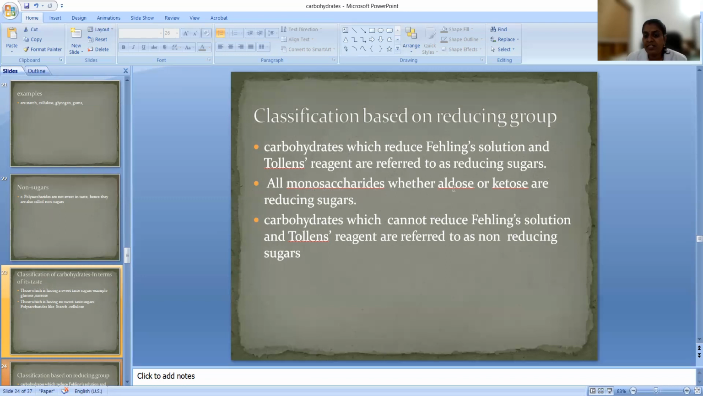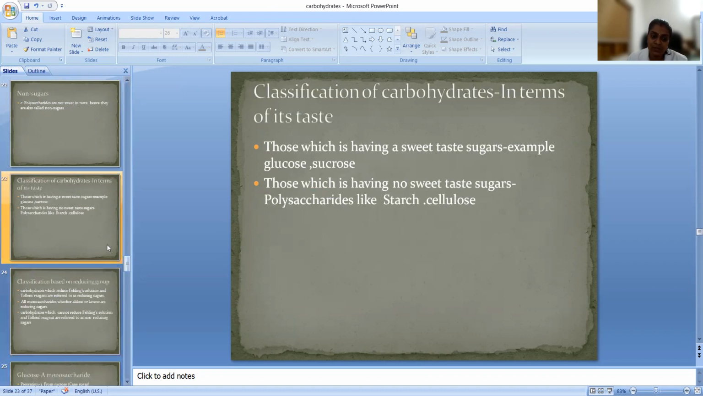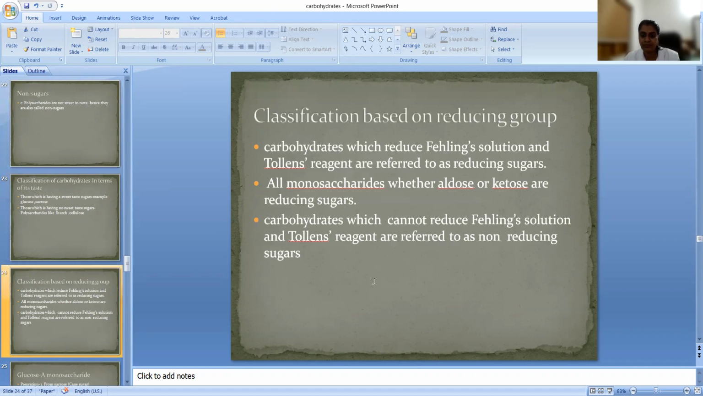All monosaccharides, whether aldose or ketose, are reducing because the CHO group, aldehyde group and keto group are free. So all monosaccharides are reducing sugars. They will reduce Fehling solution and Tollens reagent. But carbohydrates which cannot reduce the Fehling solution or Tollens reagent are referred to as non-reducing sugars.